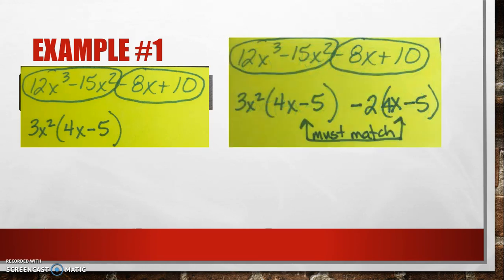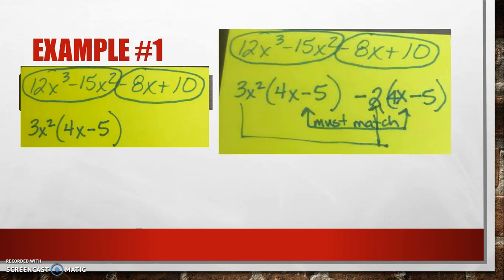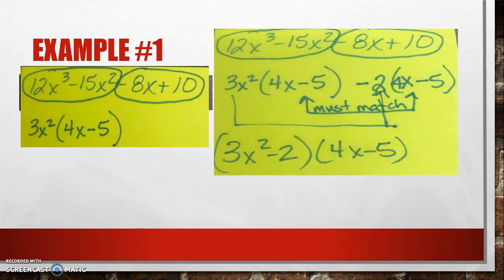So those 2 inside terms must match. And then I'm going to put the insides and the outsides together. And I'm going to end up with 3x squared minus 2, because those were the things on the outside. And then 4x minus 5 were the inside matching parentheses.